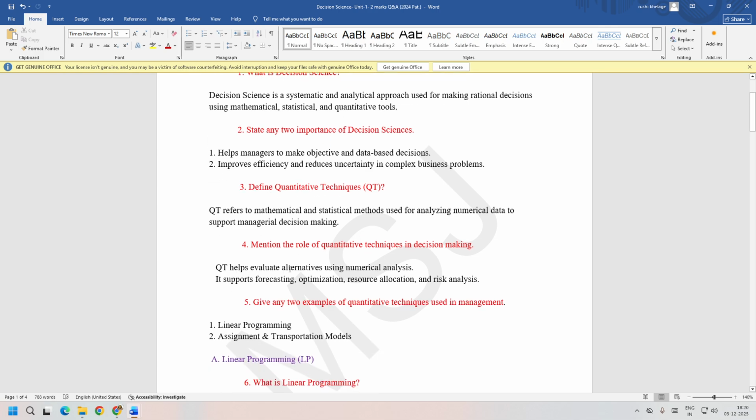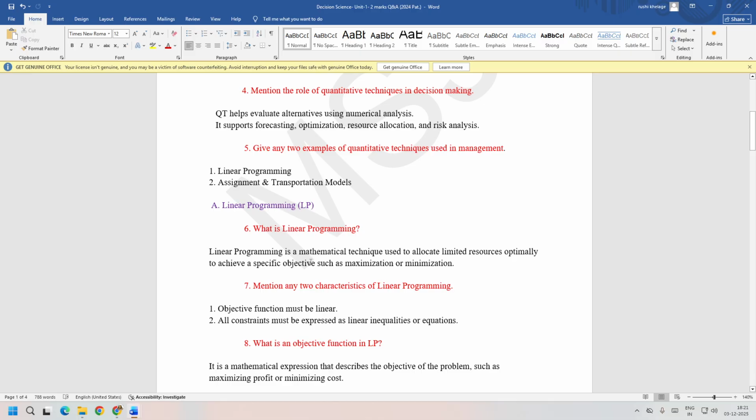Now question number 4, mention the role of quantitative techniques in decision making. QT helps in evaluating alternatives using numerical analysis. It supports forecasting, optimization, resource allocation, and risk analysis. Give any two examples of quantitative techniques used in management: linear programming, and assignment and transportation models.